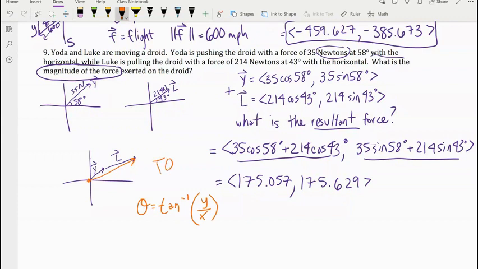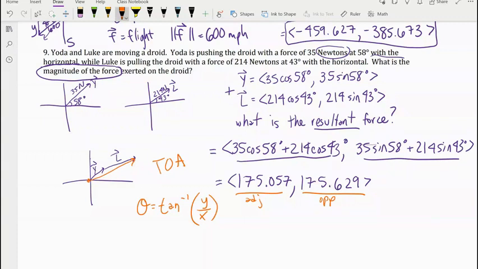Using the TOA, tangent is opposite over adjacent, right? And so I would do tangent is equal to y over x, so tangent inverse of y over x, and then that would give me my theta. I wasn't asked to do that in this problem, but you will be asked to in other problems. Find the resultant angle measure. And so again, just do tangent inverse. This is also SOH CAH TOA stuff.